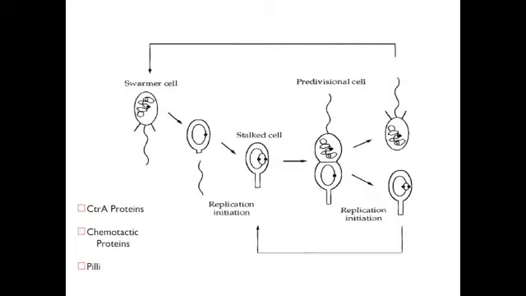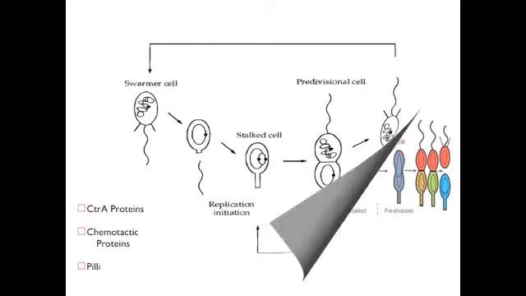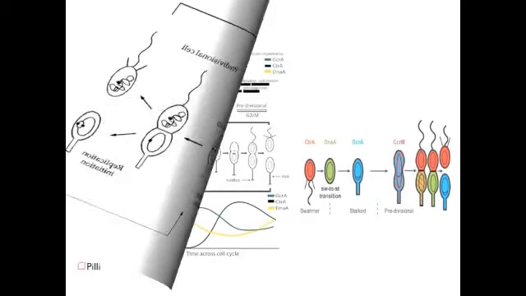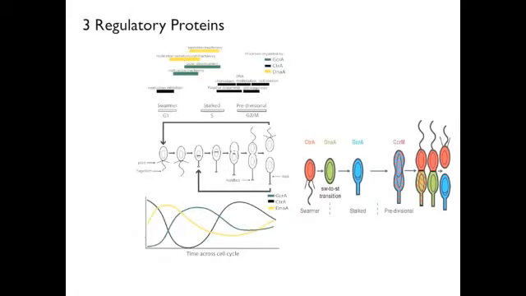CtrA, by the way, has many functions, one of which is preventing the ability for DNA to replicate, so we can understand why it has to go. The cell cycle is controlled by three regulatory proteins: CtrA, GcrA, and DnaA. These are all transcriptional regulators, but DnaA has the extra task of initiating DNA replication.